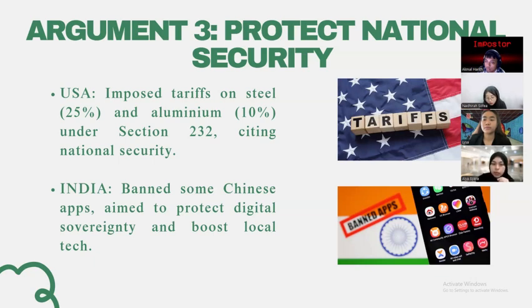The second example is from India. In June 2020, India banned over 200 Chinese apps, including TikTok and WeChat, under Section 69 of the IT Act, citing national security risks. The move asserted digital sovereignty and boosted local alternatives, but faced enforcement challenges and mixed economic impact.